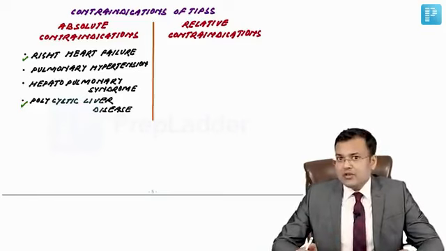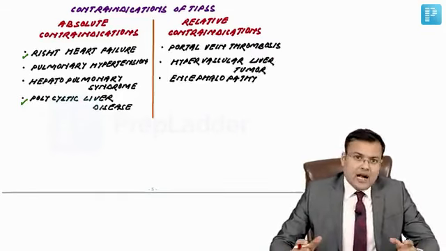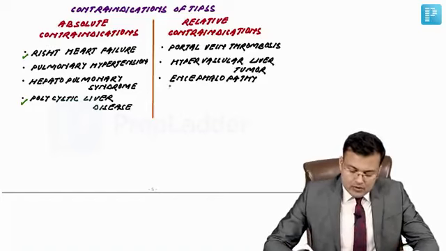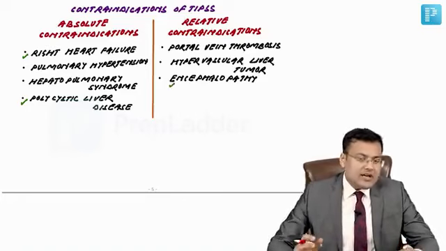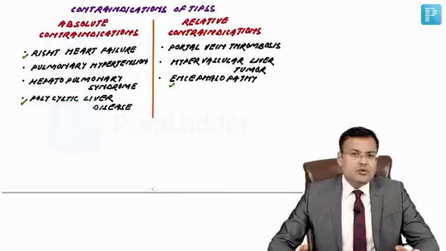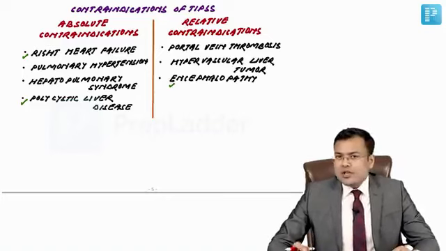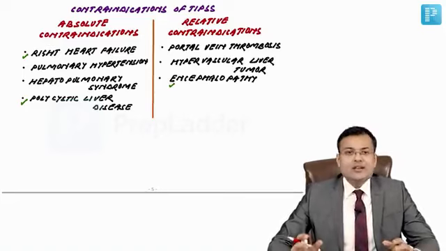Now see the relative contraindications. The relative contraindications are portal vein thrombosis, hypervascular liver tumor, and encephalopathy. You know, the most common complication of TIPS is encephalopathy. So if a patient is already having encephalopathy, this is a relative contraindication.